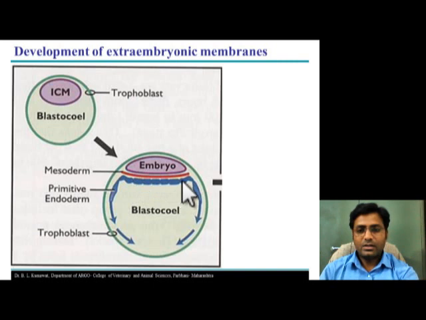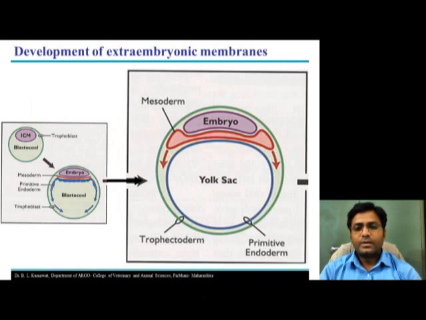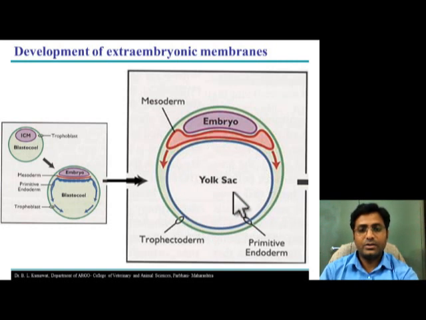Now this primitive endoderm begins to grow downward, and it forms a lining on the inner surface of trophoblast, and this is how it forms a sac-like structure. When the growth of primitive endoderm is completed, it forms a cavity or a sac which is named as yolk sac. Although this cavity does not contain any type of yolk, still it is named yolk sac because it is analogous to the yolk sac of birds.